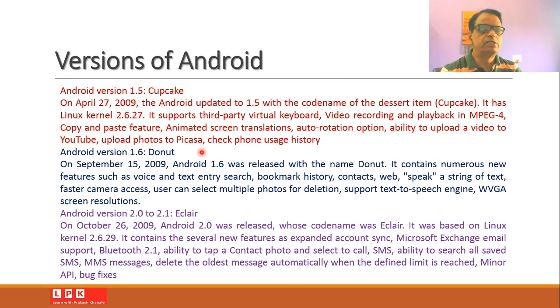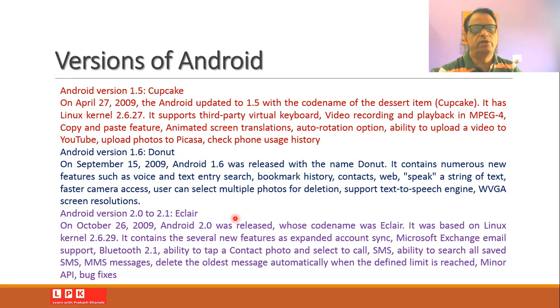Later on, we have version 1.6 called Donut, which consists of several features such as voice and text entry, search, bookmark history, contacts, web, speak a string of text, faster camera access, multiple photos deletion, and it will support text-to-speech engine and screen resolutions.